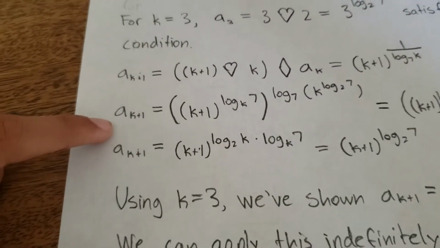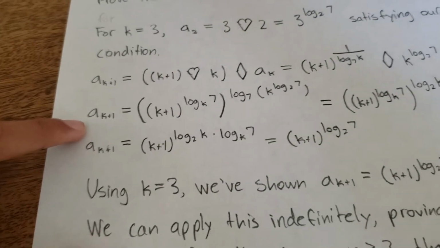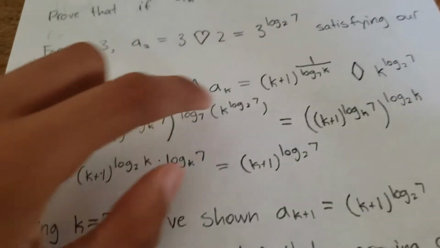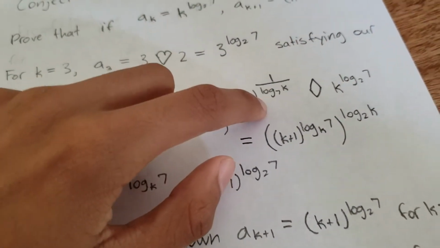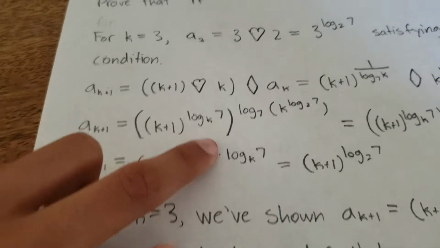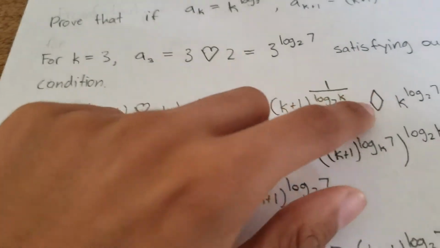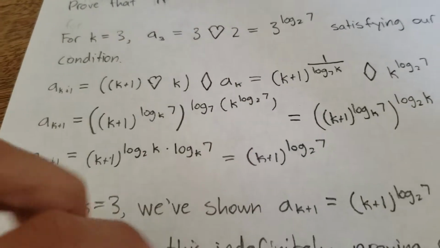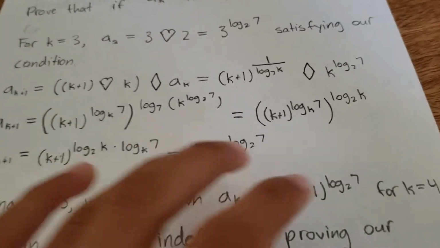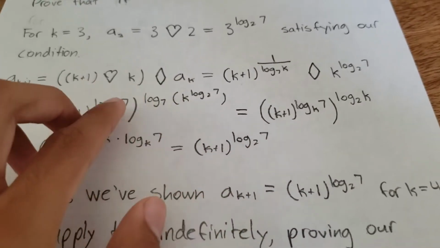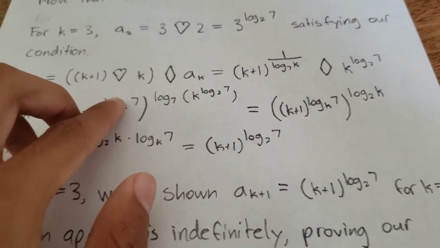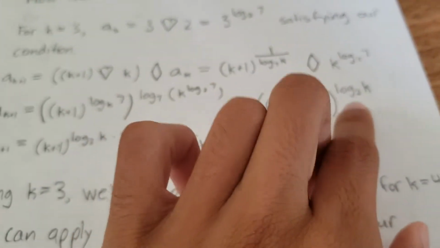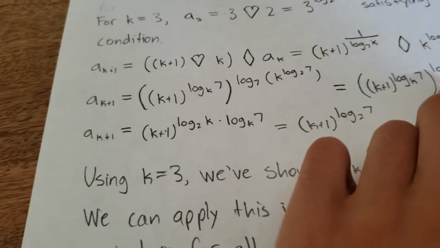Alright, so simplifying this, we get k plus 1 to the log base k of 7, because we can take this reciprocal rule and switch the argument and the base. And we also apply the diamond operation, and we get k to the log base 7 of k to the log base 2 of 7. Alright, simplifying, we get chain rule of logarithms by taking this exponent out here. It becomes log base 2 of 7 times log base 7 of k. So that's the same thing as log base 2 of k.